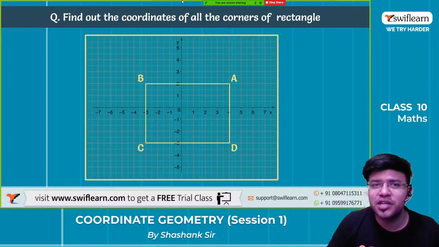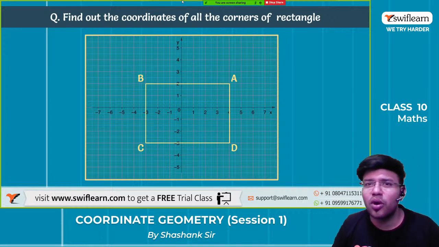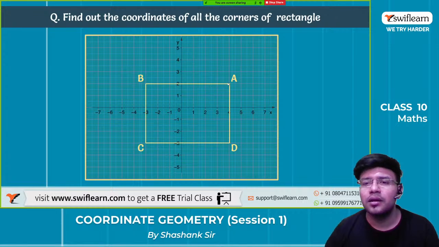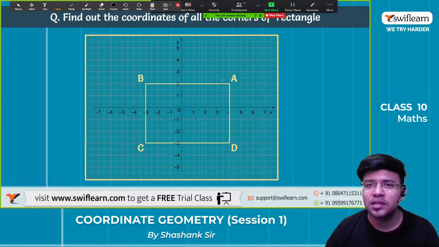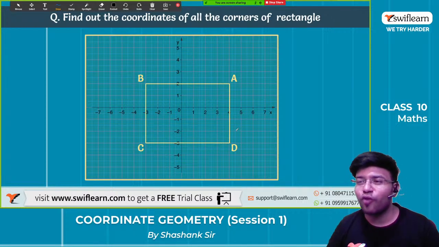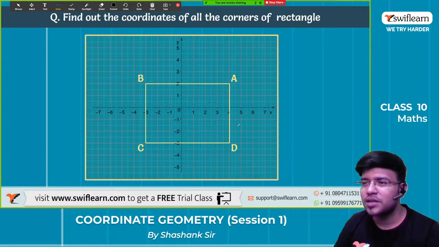What have they asked here in the question? Find out the coordinates of all the corners of a rectangle. See, they have given the corners as A, B, C, and D. We need to find the coordinates of all the 4 points. Starting with A, let us begin with this.